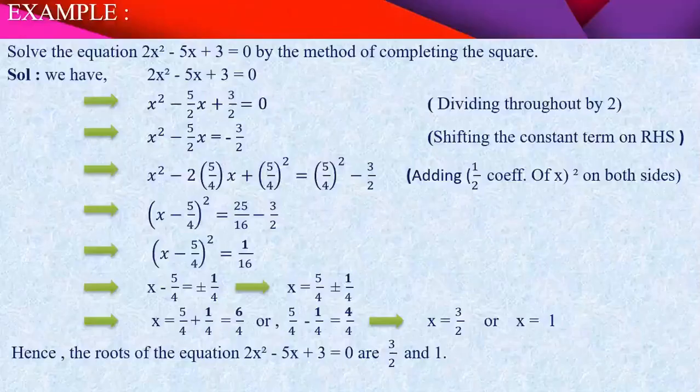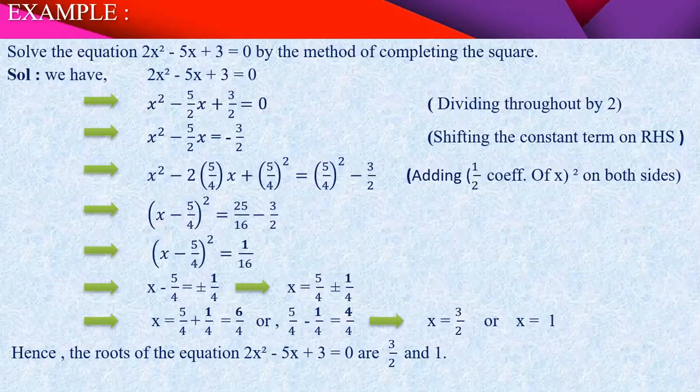Now we will try to understand this method with the help of an example. Consider the quadratic equation 2x² − 5x + 3 = 0. Since the coefficient of x² is 2, we divide the equation throughout by 2. After dividing, we get the equation x² − (5/2)x + 3/2 = 0.